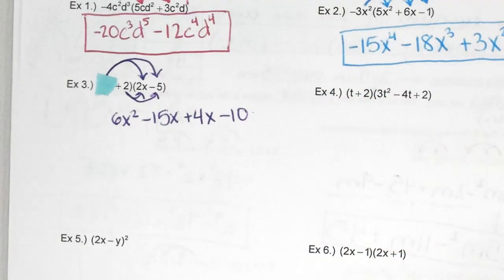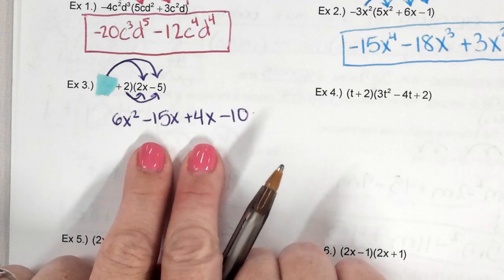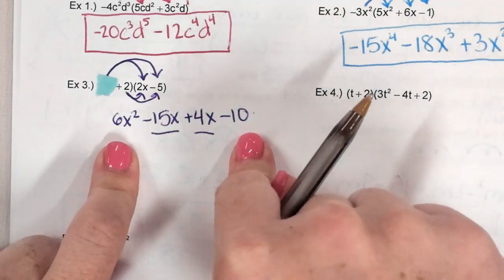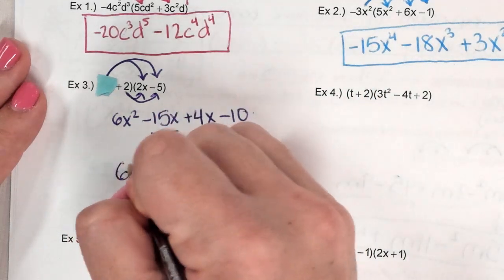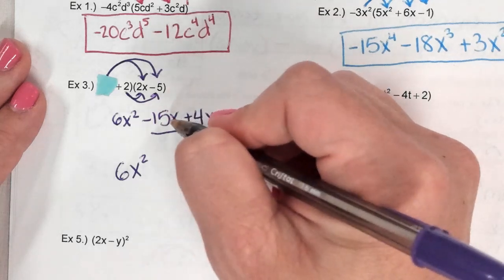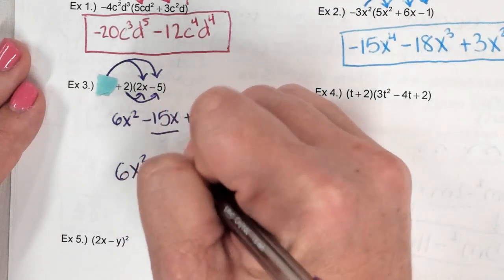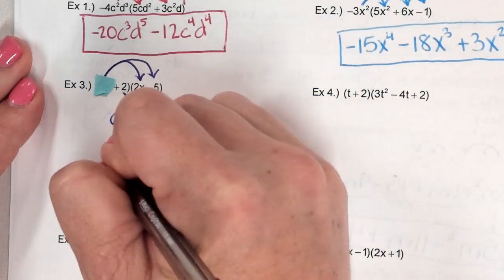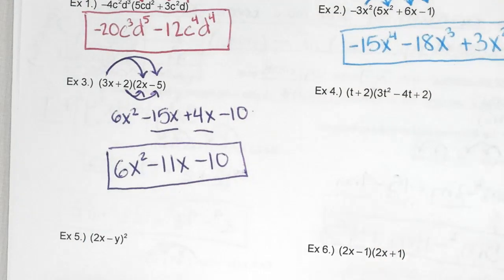And what's 2 times negative 5? Now, 95% of the time, those middle 2 terms are going to be like terms. Are they like terms? Yes. And the first and last will not have like terms, do they? No. So bring it in. It's already in order. So 6x squared. What's negative 15x plus 4x? And then bring down my minus 10. There is your answer. Now do you understand why I call it double distribution? Because you just distribute twice.